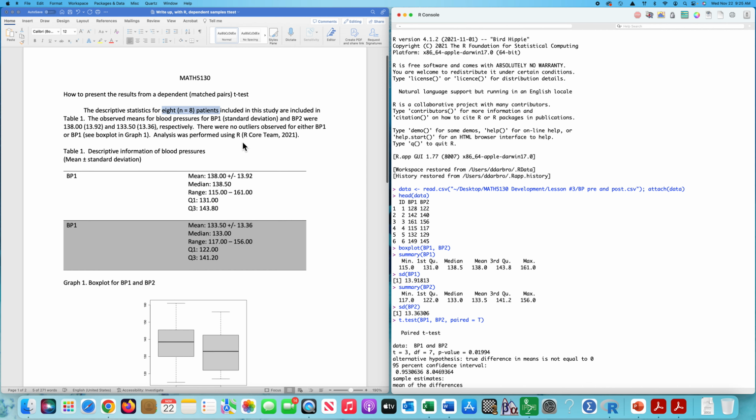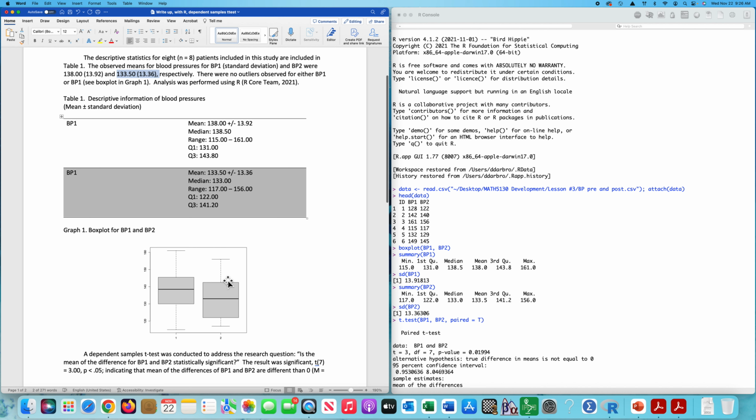So it should be clear to you by now that the first focus is on describing our sample. So we have 8 patients. Observed means for blood pressure, standard deviations in parentheses. I get that from the output. Again, we've covered this quite a bit, so I'm not going to dive into too much of the weeds.